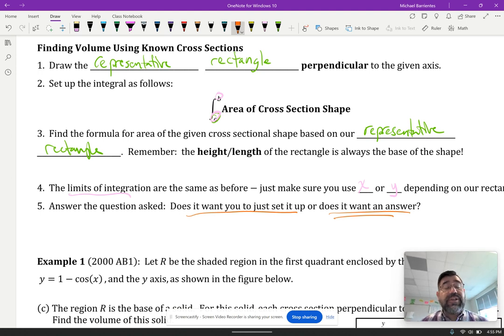So in the next video, we're going to look at a specific example. It's actually from the AB test, and it's number 1 from the year 2000. We're going to walk you through the process, and you'll be able to set it up and solve it with no issue.